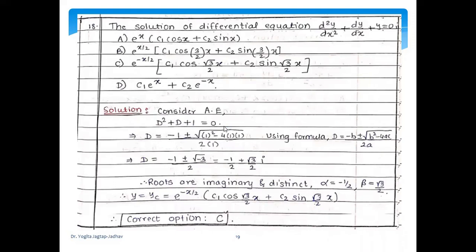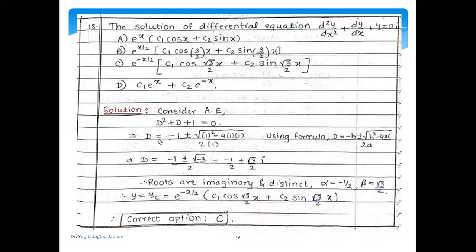Now it is a quadratic equation whose factors are not possible to find by using the factorization method. Therefore, we try using the quadratic formula. For the quadratic equation ax square plus bx plus c equal to 0, the roots are obtained by the formula x equal to minus b plus or minus square root of b square minus 4ac upon 2a. By finding the values of a, b and c, here we have a equals 1, b equals 1 and c equal to 1.